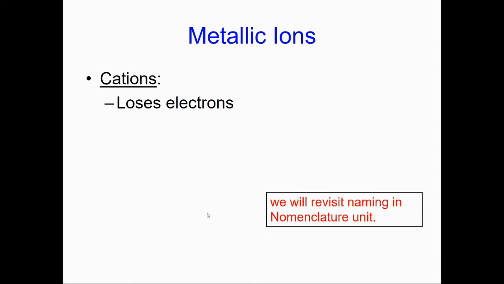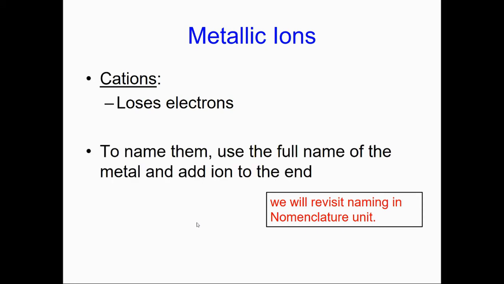So your metallic ions like to become cations. If you were to name a metallic ion, a cation, you use the full name of the metal and then you just add the word ion to the end. So that's pretty easy. If you're talking about calcium 2+, you're going to call that calcium, because that's the name of this guy, and you're going to add the word ion at the end, calcium ion. If I'm talking about Al3+, I'm going to call that aluminum ion.